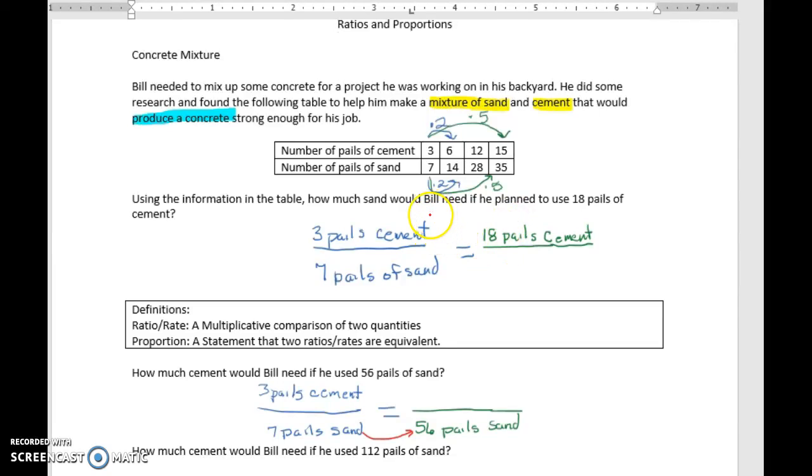And so we're going to look at how did we go from 3 to the 18? Well, we multiplied, remember that multiplicative relationship, and we're going to multiply by 6. And if we multiply the quantity of 3 pails of cement by 6, we need to multiply the amount of pails of sand by 6. And so we're going to end up with 42 pails of sand that will complement our 18 pails of cement, and together we would have 60 pails that will make up the concrete. I'm supposed to say sand, not same. There we go.